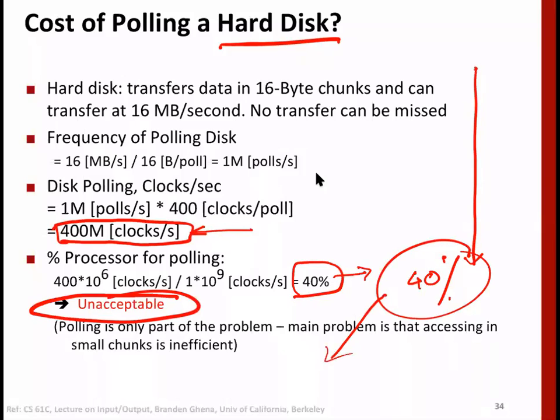So if the device is very fast and we need not miss anything of that transfer, then what is required is that polling should be very frequent, and each polling is going to take a certain amount of time. For example, it says that each polling will require 400 clock cycles. So this is going to take a huge amount of time, and then it's not acceptable.